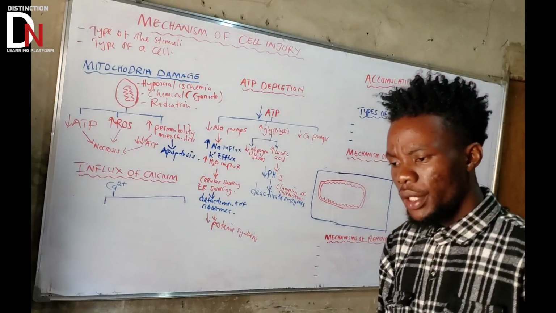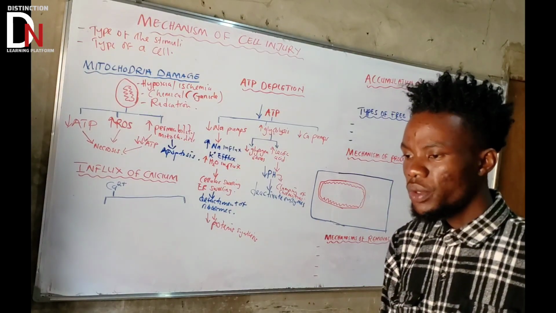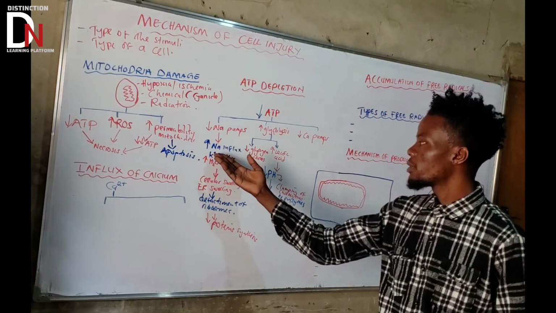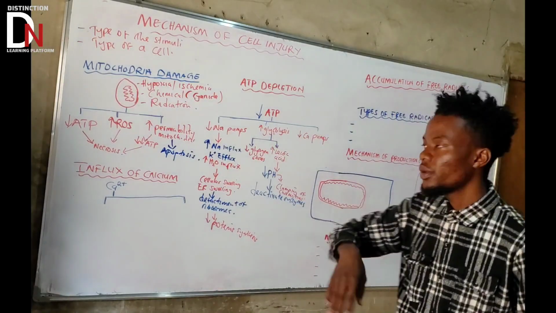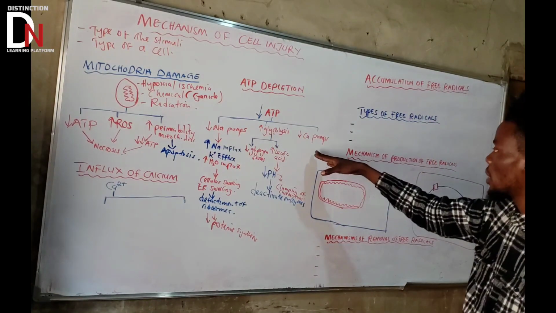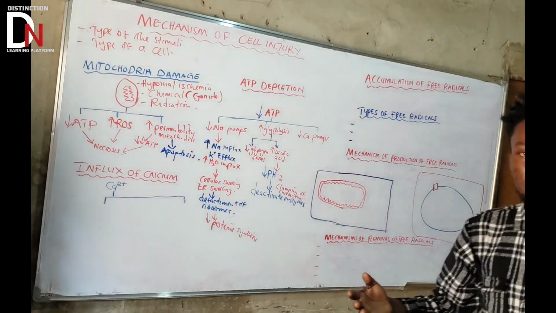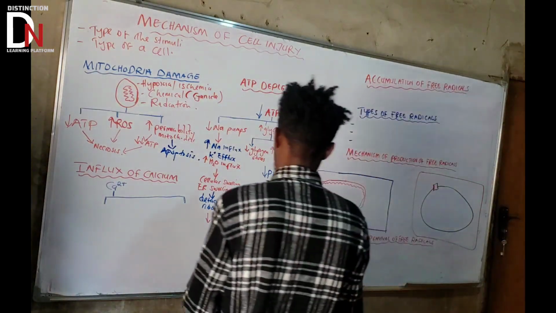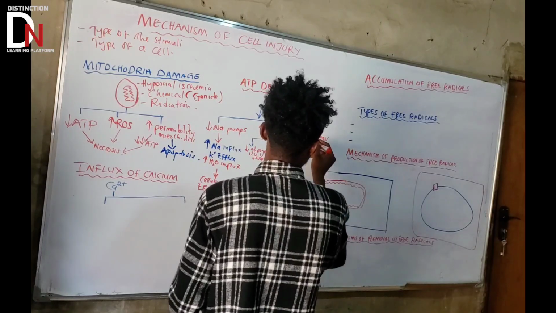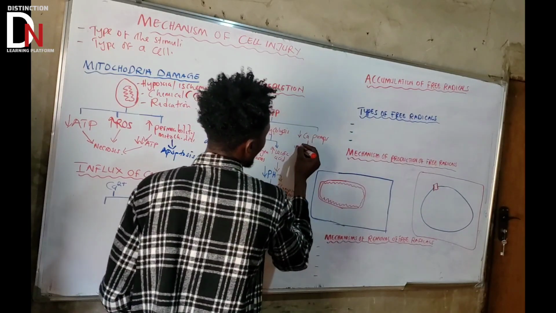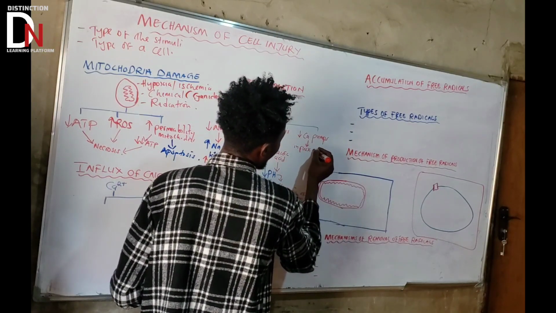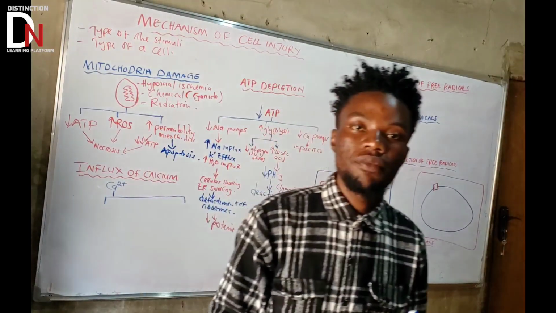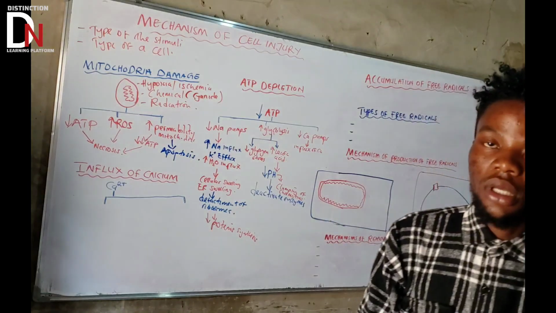Now, if there is a decrease in calcium pumps, what do you think will happen? We said from oxygen, we said from sodium, that sodium will start going into the cell. What about calcium? If the pumps are failing for calcium, calcium will start going into the cell. So there will be an influx of calcium ions into the cell.